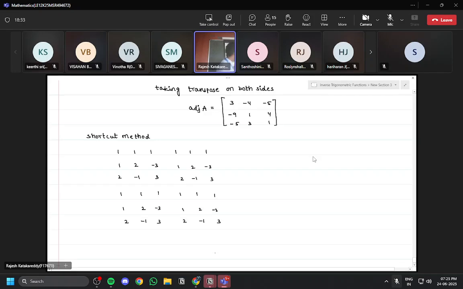remove the extreme row and extreme column, like we are striking out. This is the starting row and ending row. Then again remove the starting column and ending column. Once you remove this, listen to me carefully. To get the elements in a row, please move in the vertical direction. To get the elements in a column, please move in the horizontal direction.